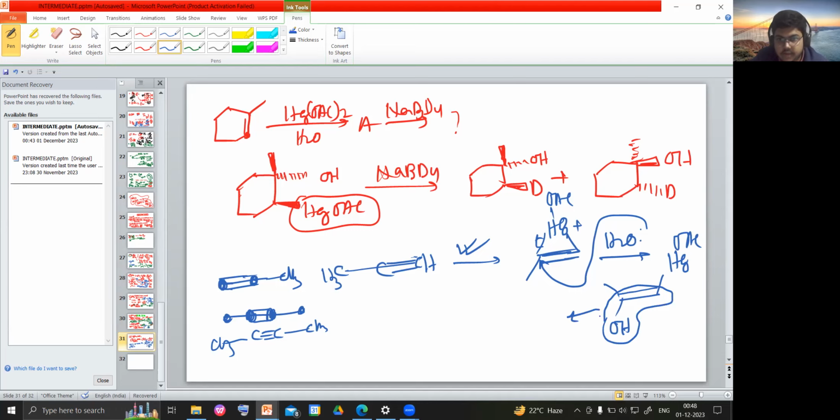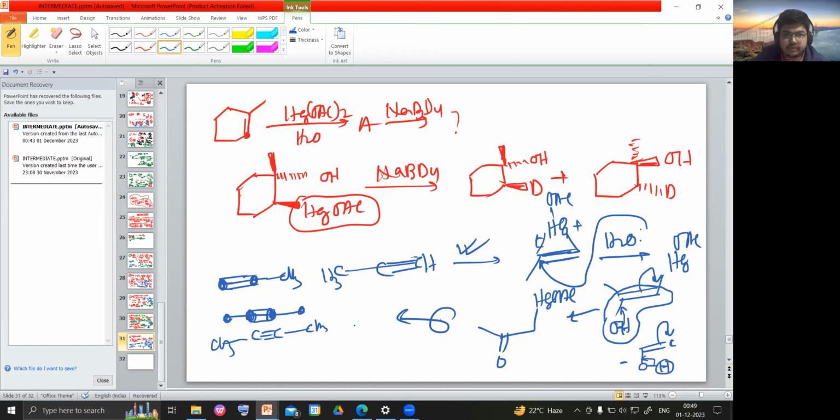Enol is getting converted to keto now. This bond will shift there, and this will shift there. Double bond O, HgOAc. So this hydrogen in the enol form, OH double bond, what do we have to do? Break this bond, and here you will get the negative charge, and add this hydrogen to that center. Okay, so C double bond O, CH. Okay, so this is our enol form.